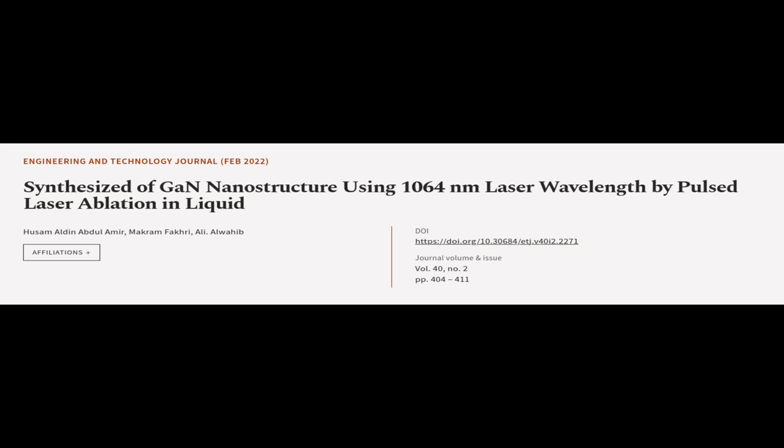This article was authored by Husam Aldin Abdul Amir, Makram Fakhri, and Ali Alwahib.